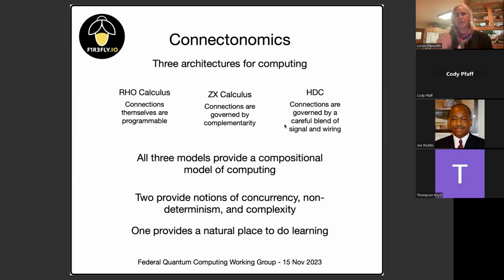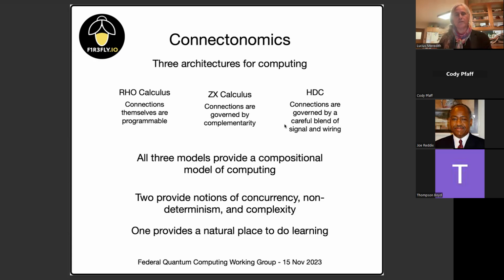So as we'll see, sort of the moral of the story with respect to the ZX calculus is it's the topology that matters, because the rho-calculus and HDC are both very topology aware. In fact, the rho-calculus, you could say, is at the very extreme of topology aware. You'll see that we can kind of pick up some of the ZX calculus stuff.